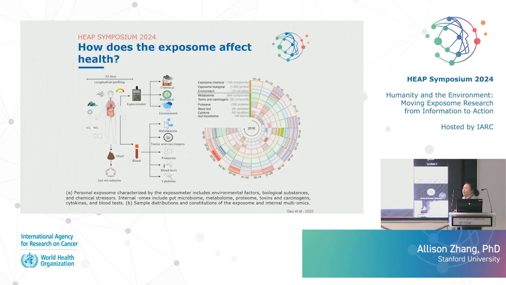So how does the exposome affect health? Previously, I've shown that we have discovered thousands of stuff from our chemical and biological exposome. Then how does this affect health? So in this study, we monitor one individual for 52 days using the exposometer to collect the external environmental factors, and we also collect stool and blood for gut microbiome, metabolome, proteome, and clinical blood tests as a marker for internal omics and health.